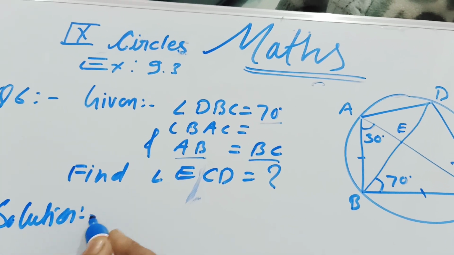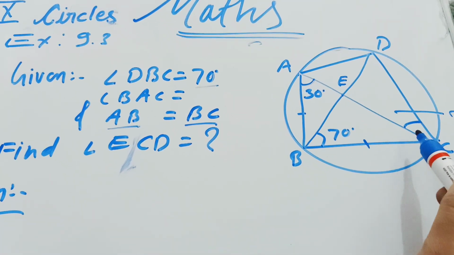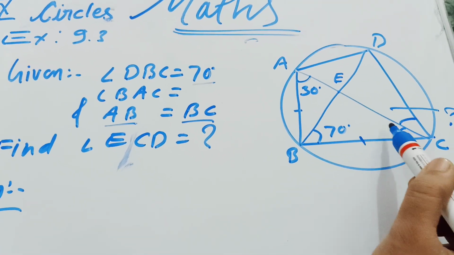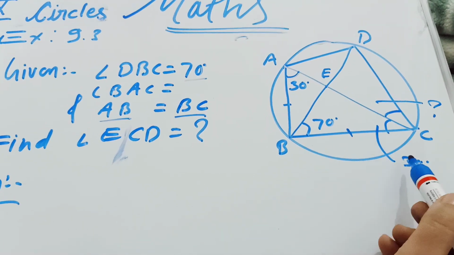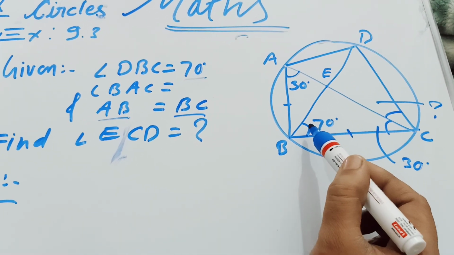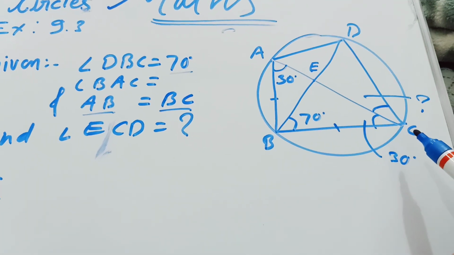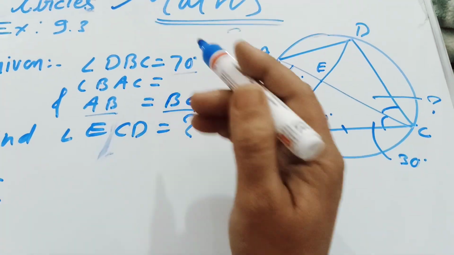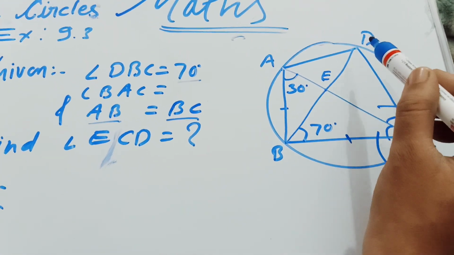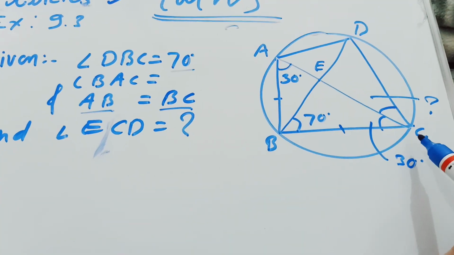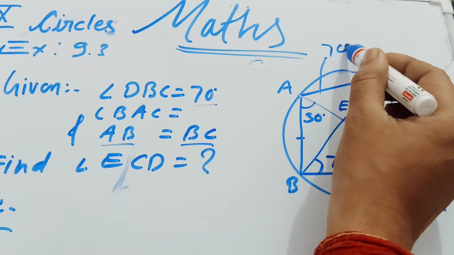What we will do in this question, this side AB is equal to BC. So angles opposite to equal sides are equal. So this will be 30. As we have this 30, this is 70. It is a cyclic quadrilateral, and DC is a chord which is making one segment here. So angles made in the same segment are equal. So angle DBC is equal to angle DAC. This will be 70.